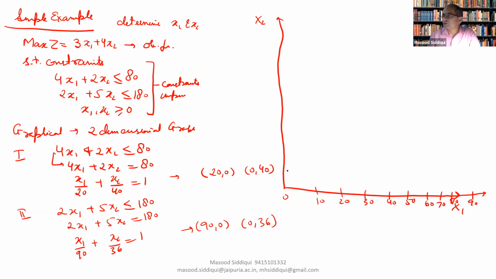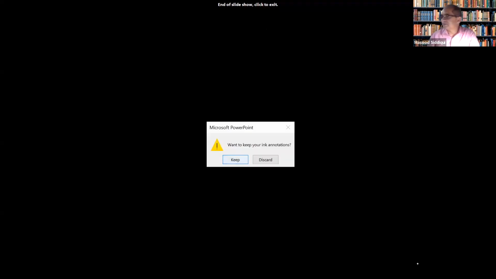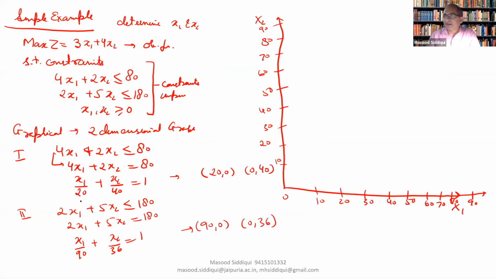Okay. And here also we will have 10, 20, and so on. Right? Here the first line, that is x1 upon 20 plus x2 upon 40 equals to 1. So this is our first point and this is our second point. So we draw a line from these two.